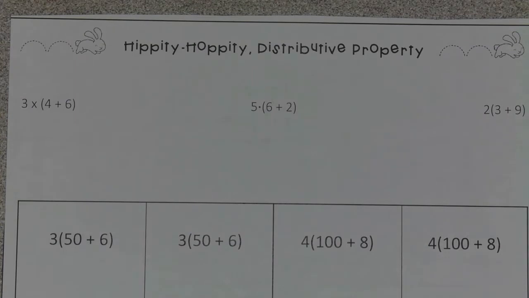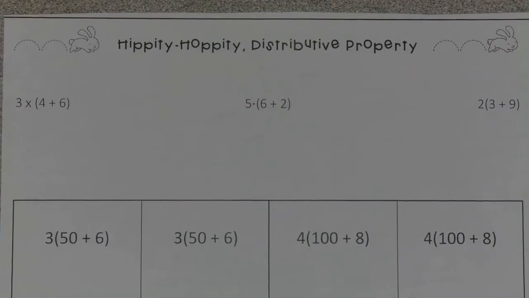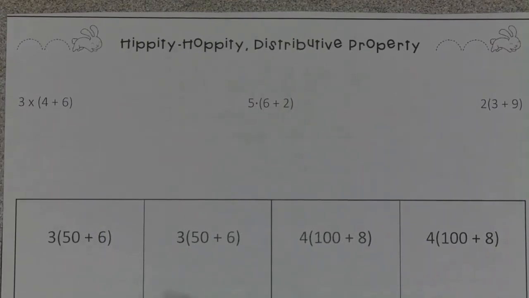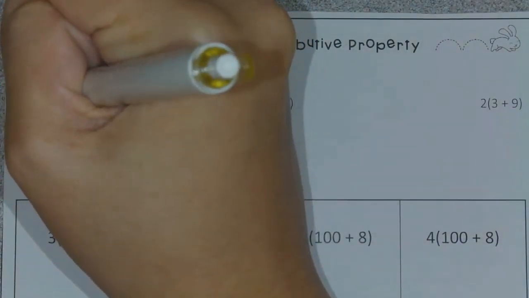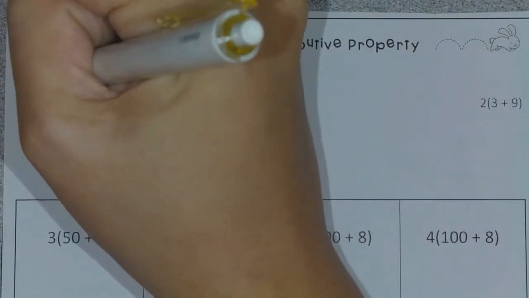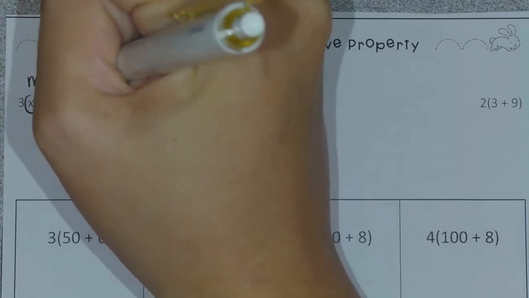So my way that I like to remember the distributive property is by calling it the Hippity-Hoppity distributive property. And before we get into the distributive property, let's just talk about a few examples up here. And let's follow our regular order of operations. So our very first problem, I want you to circle on your notes that X that shows that we are multiplying.